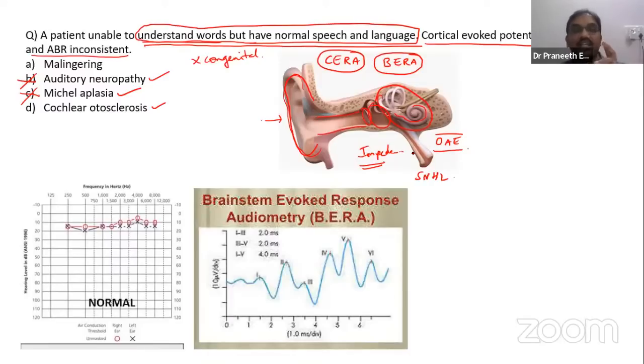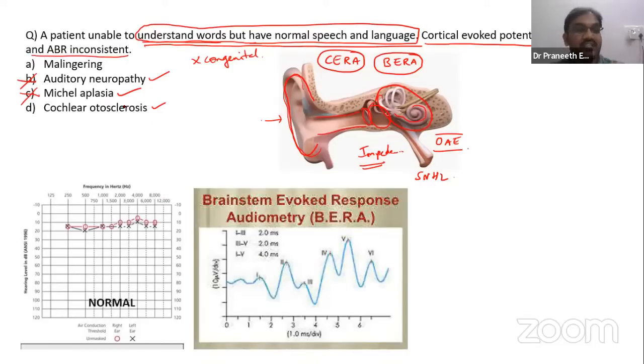Definitely, the spatial orientation of the words will be lost. Some words he will be able to hear, some words he won't be able to hear. That makes his listening abnormal. So definitely, he won't be able to understand, and he will have some hearing abnormality. But his normal speech and language won't be affected unless there are any motor problems in the cerebral cortex, right? So this is about your cochlear otosclerosis.